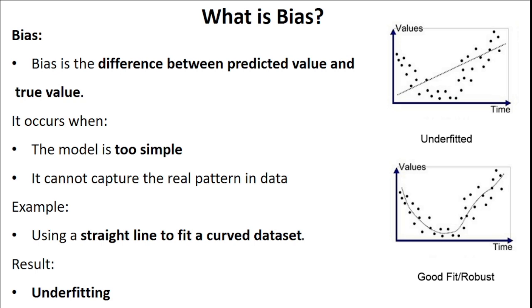What is meant by bias? It is the difference between the predicted value and the true value. It occurs when the model is very simple and cannot capture the real pattern of the dataset. On the right-hand side, this image shows an underfitted model. The dataset has a curve-like structure, but using a straight line to fit a curved dataset is an example of bias. So it results in underfitting.